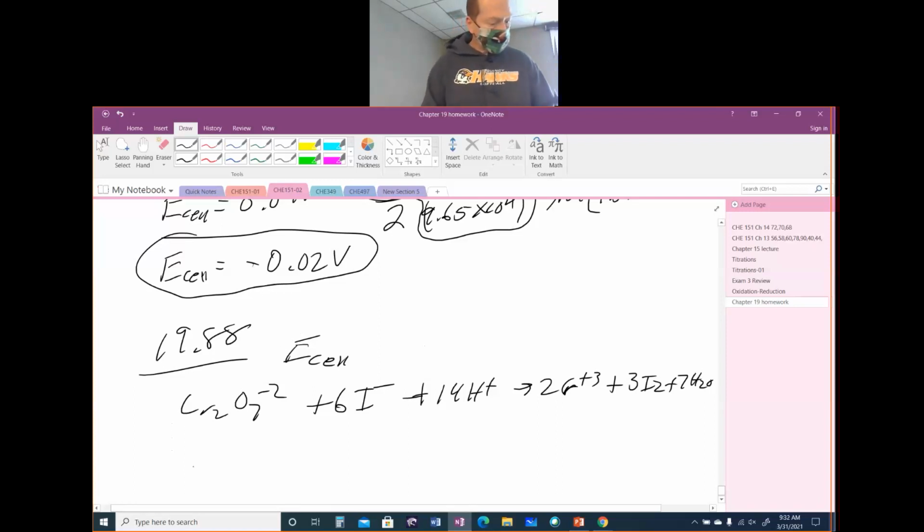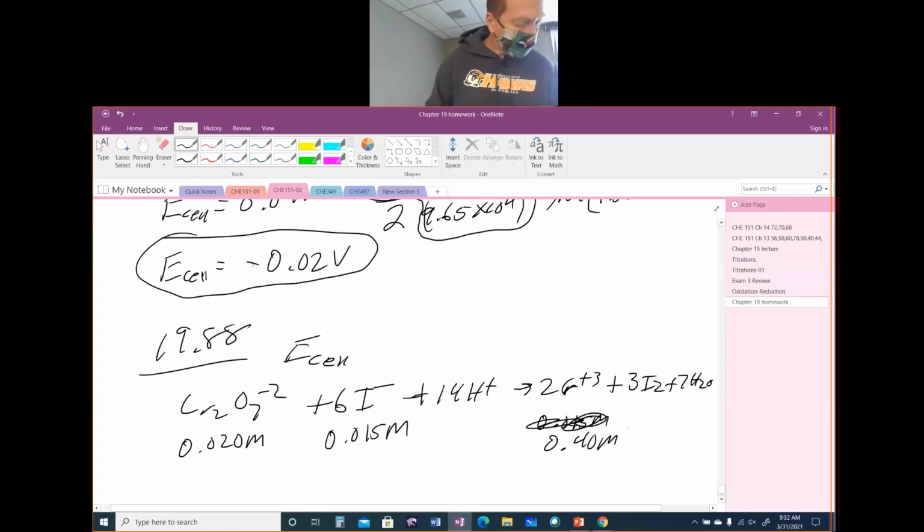So the dichromate concentration, 0.02, your Cr plus 2 concentration, 0.015. Nope, that's the I minus. I minus is 0.015. The Cr is 0.4. H plus is 0.6. All right, so there's your concentrations. Of course, they don't give anything for a solid. They don't give anything for a liquid. That is not part of your expression.